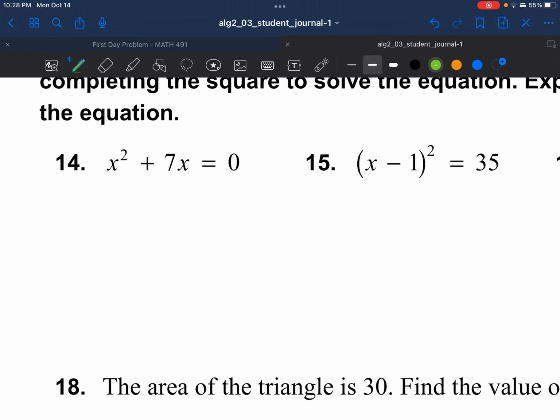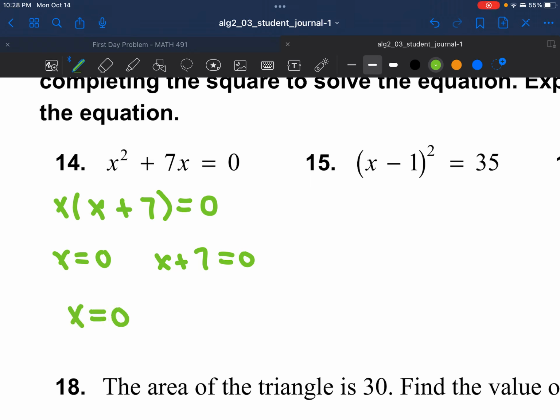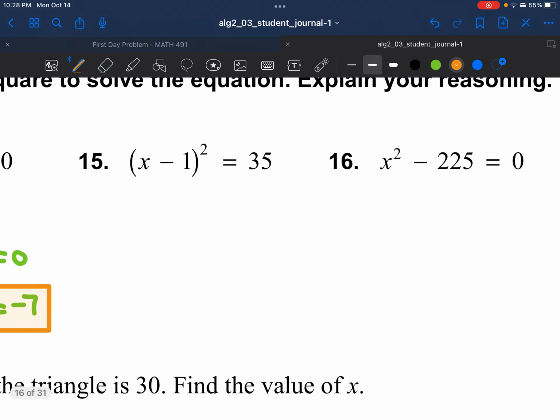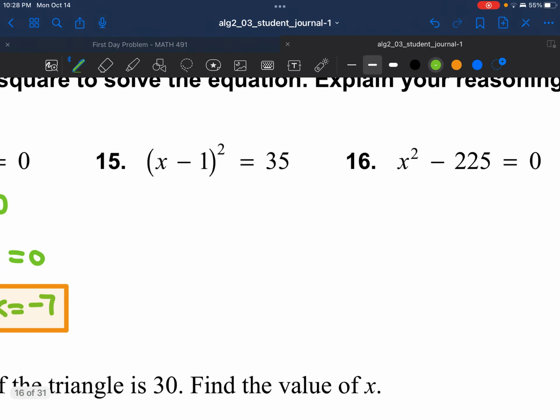Oh, let me use the big pen. I just realized that might be hard to see. So factor, they both have an x, so x plus 7 equals 0. Set each factor to 0. So we're going to have an x equals 0 or x equals negative 7. And that was done with factoring.